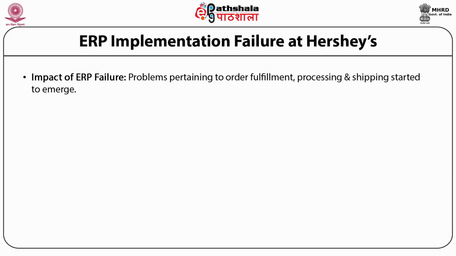Problems pertaining to order fulfillment, processing, and shipping started to emerge. While they had enough stock in their inventory, it could not be delivered to the end customer. They were not able to meet their commitment of delivery on time, and several distributors who had ordered the products could not supply them to the retailer in time.